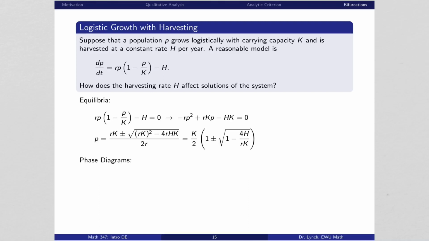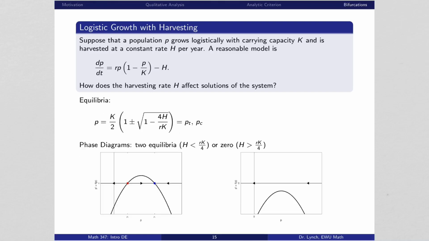So we can see something similar coming up from our motivating example, namely that there will be a value of capital H for which we have 2 equilibrium solutions, and similarly a value for which we have no equilibrium solutions. Okay, so that value happens to be when capital H is less than rK over 4, there are 2 equilibria, or when H is greater than rK over 4, there are 0 equilibria, and as you might imagine, changing that value of H ends up corresponding to moving our quadratic up and down the vertical axis.